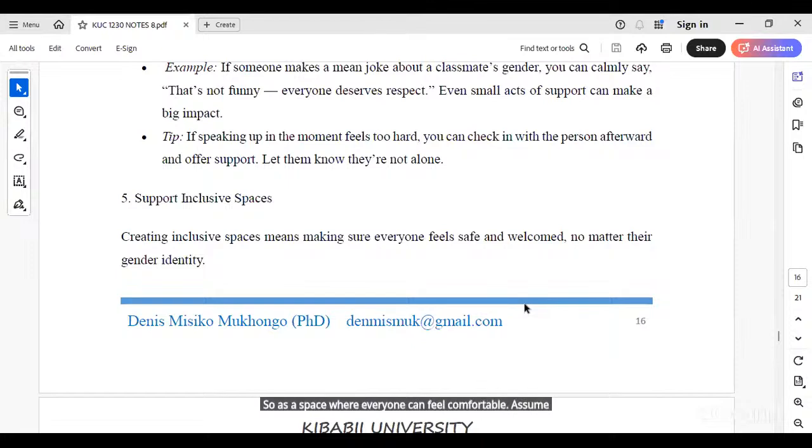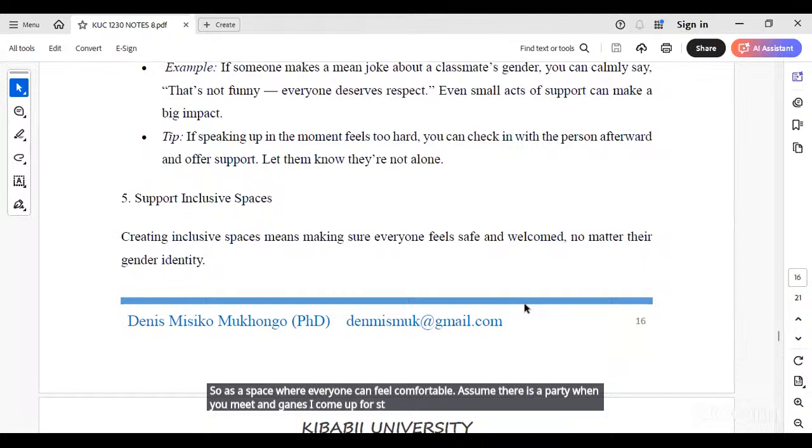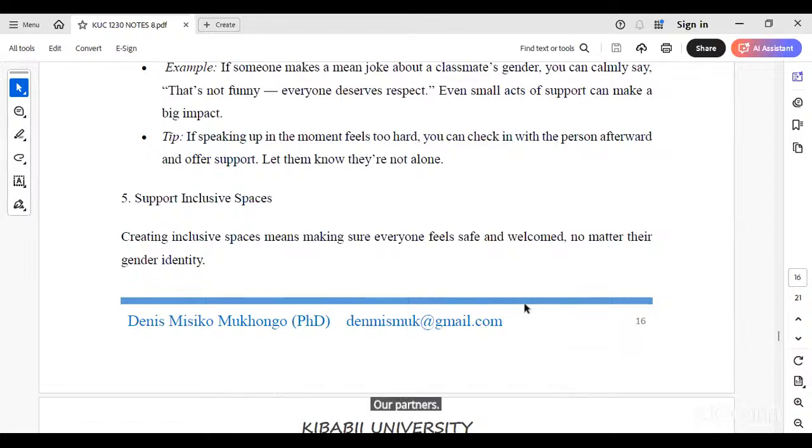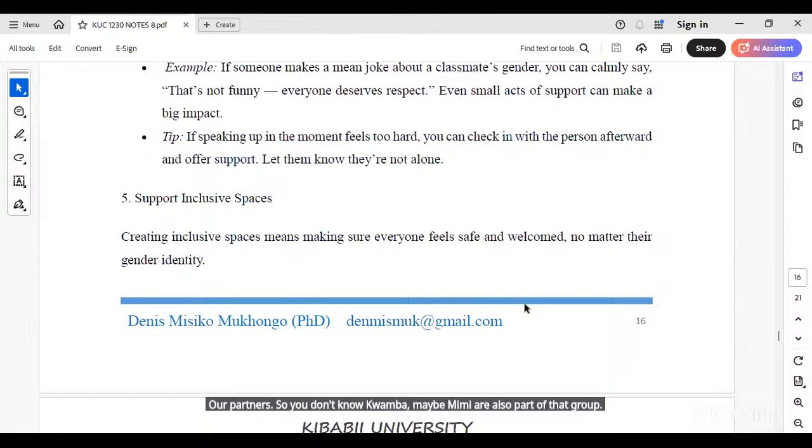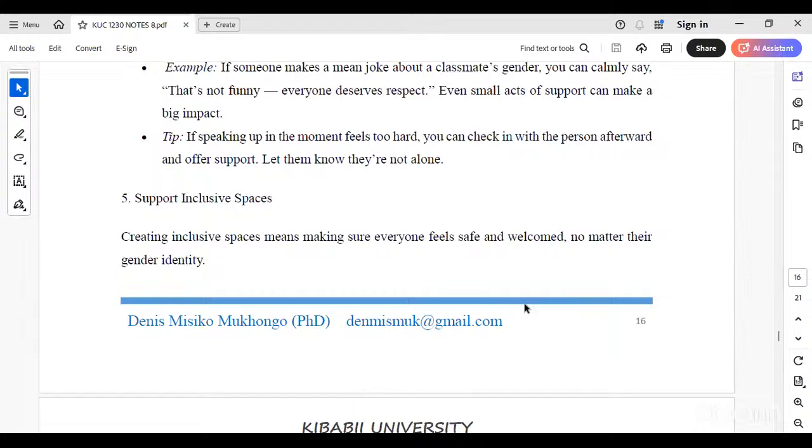Assume there is a party yenye mmetengeneza kama first years. Maybe 5, 6 of you come together, mnasema bana tunataka tutengeneze party yenye tunakuja na our partners. So you don't know kwamba maybe mimi I'm also part of that group na mimi sina demu, mimi niko na mwanaume partner wangu. So siku ya party mumetengeneza, maybe mumeenda mahali mumechagua rooms. So mnasema tutakula huku alafu tuende tulale kwa hoteli, kila mtu room mmebook kila kitu. So only to see siku ya party mimi nakuja na mwanaume. Kila mtu amekuja na demu, but me I walk in with my friend.